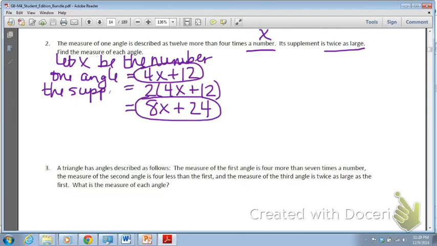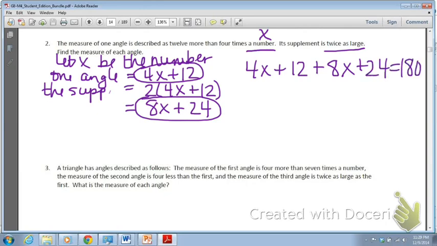And so we know that 4x plus 12 plus 8x plus 24 is equal to 180 degrees. All right, and so combining, I've got 4x and 8x, so that gives me 12x.